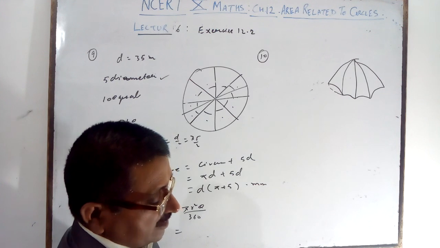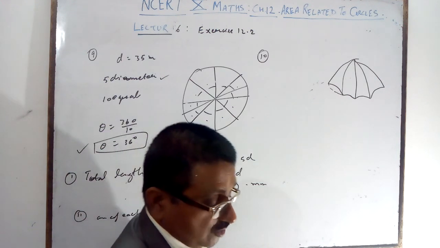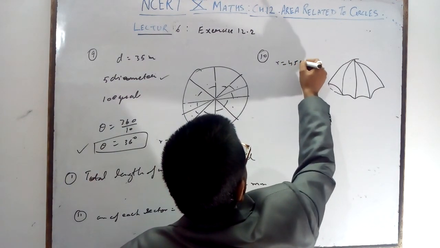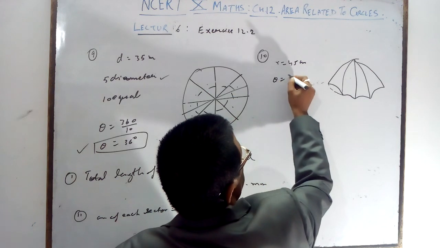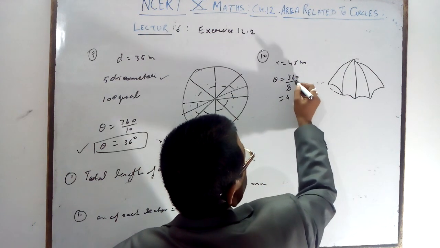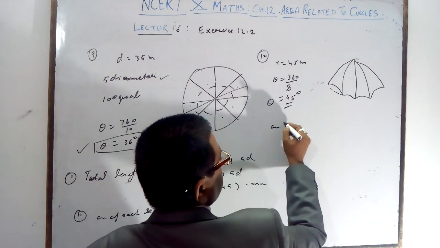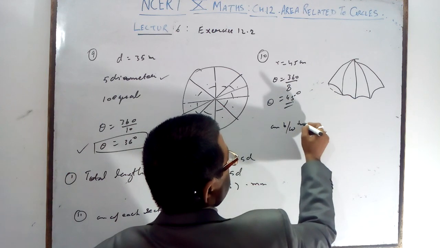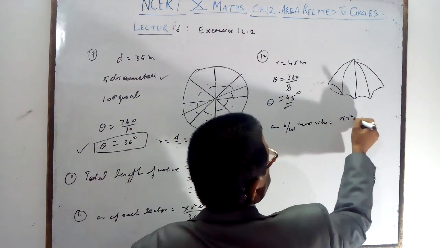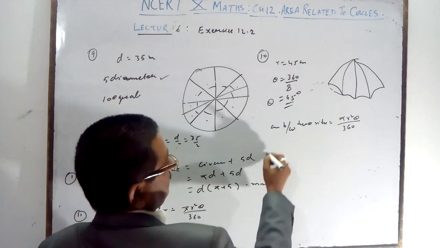So what will you get? Find the area between two consecutive ribs. Radius 45 centimeter is given. Theta will be 360 divided by 8, that is 45 degrees. So the area between two ribs will be pi r square theta by 360. R, theta and pi are given.